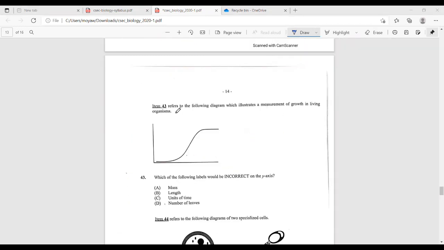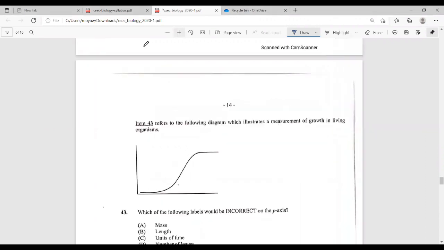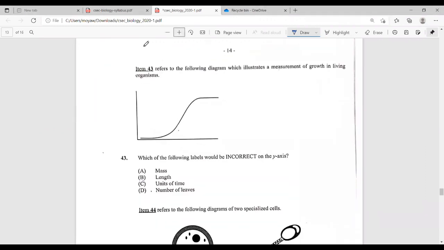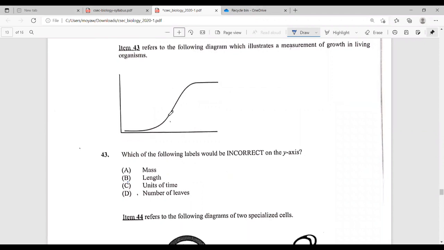43. Item 43 refers to the following diagram, which illustrates a measurement of growth in a living organism. Which of the following labels would be incorrect on the y-axis? We all know that this side is the y-axis and this side is the x-axis. We have A, mass; B, length; C, units of time; D, number of leaves. So the best option here is units of time. Units of time is always on the x-axis.